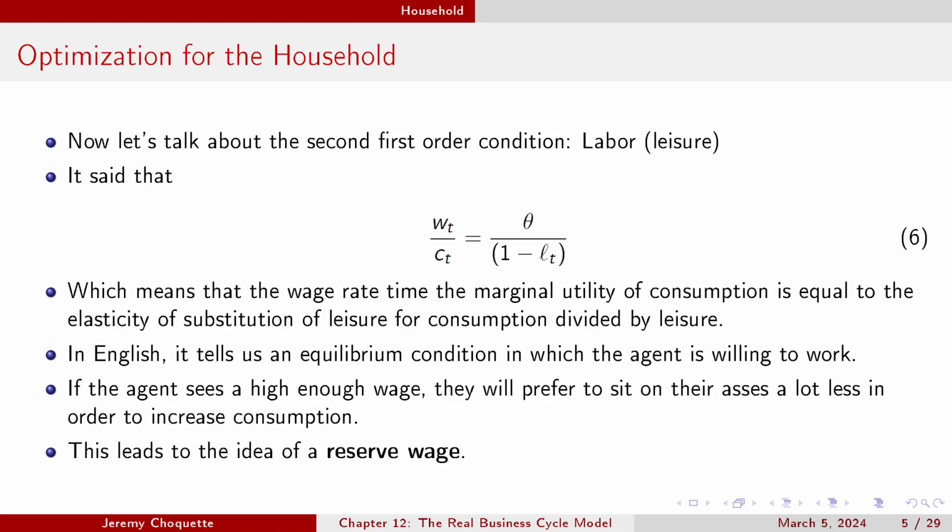In English, this is an equilibrium condition in which the agent is willing to work. If the agent sees a high enough wage, they're going to want to work more. Why? Well, let's say I need somebody to help me grade exams. Now, it would be for the other class I'm teaching, not for this class, because it would be unethical for you to grade exams for this class. So for the other class I'm teaching, I need somebody to grade that exam for me.